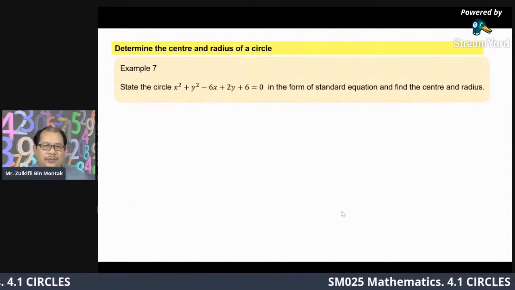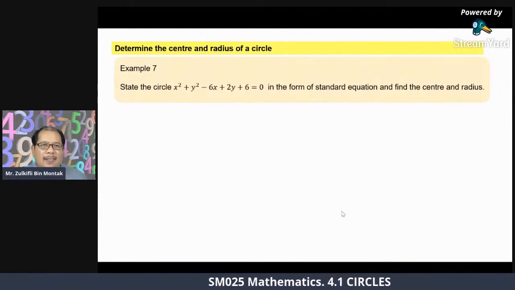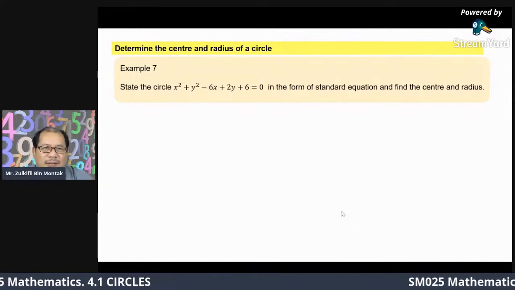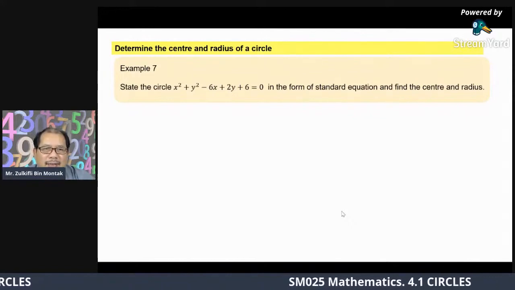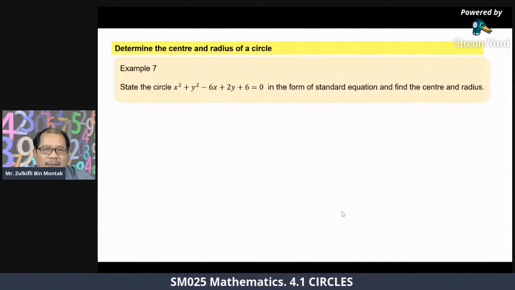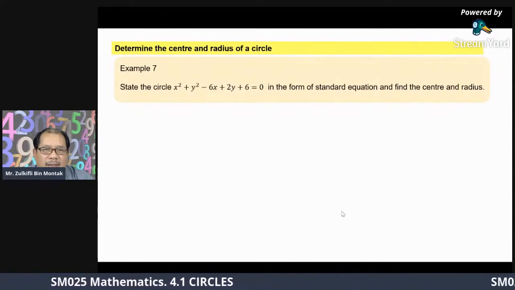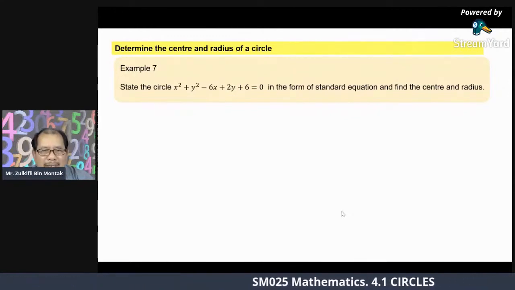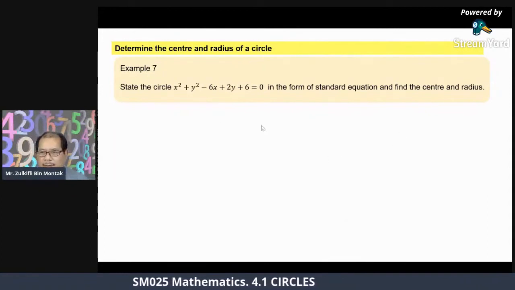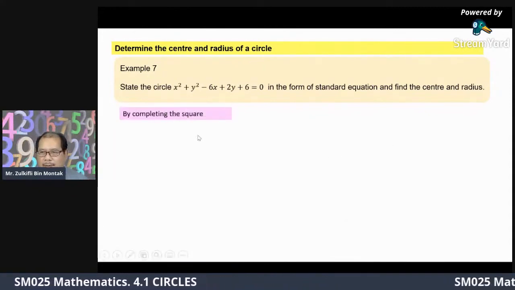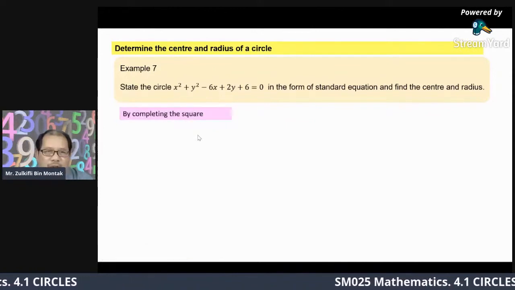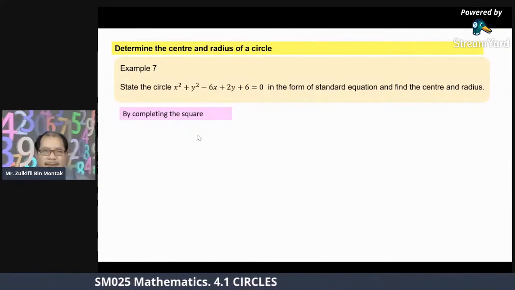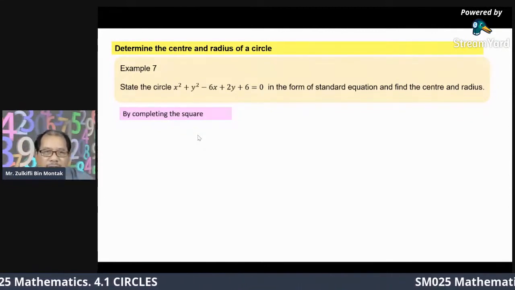Okay, the last one for today: we determine the center and the radius of the circle. How to find the center and the radius of the circle if we know the general equation of the circle. Now we use two methods. First, I use completing the square to find the center, and then the radius.